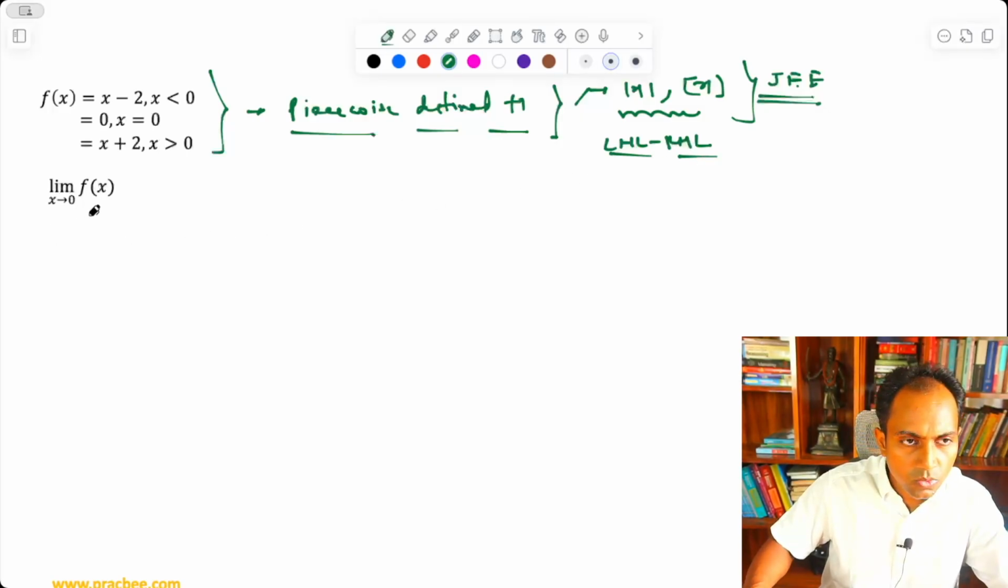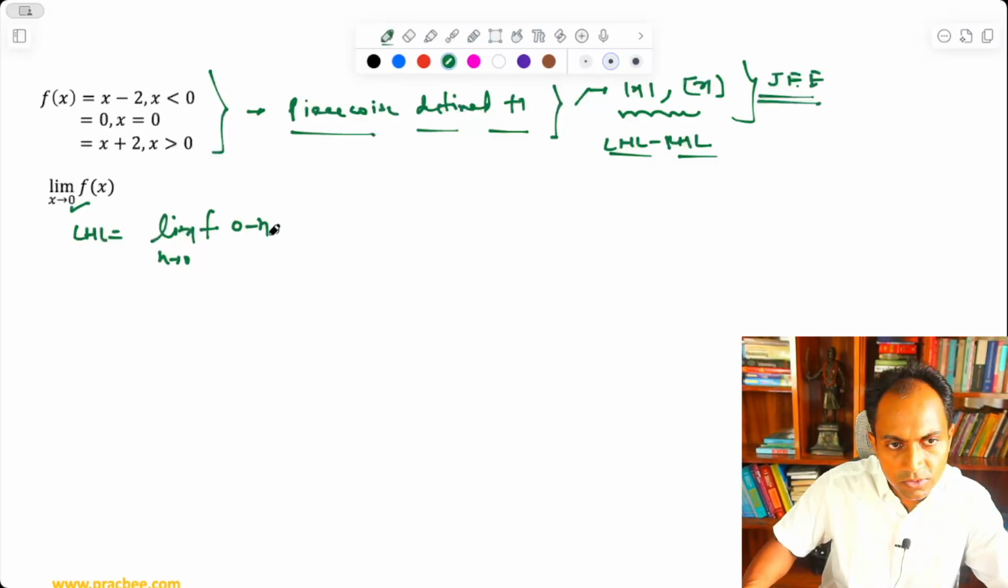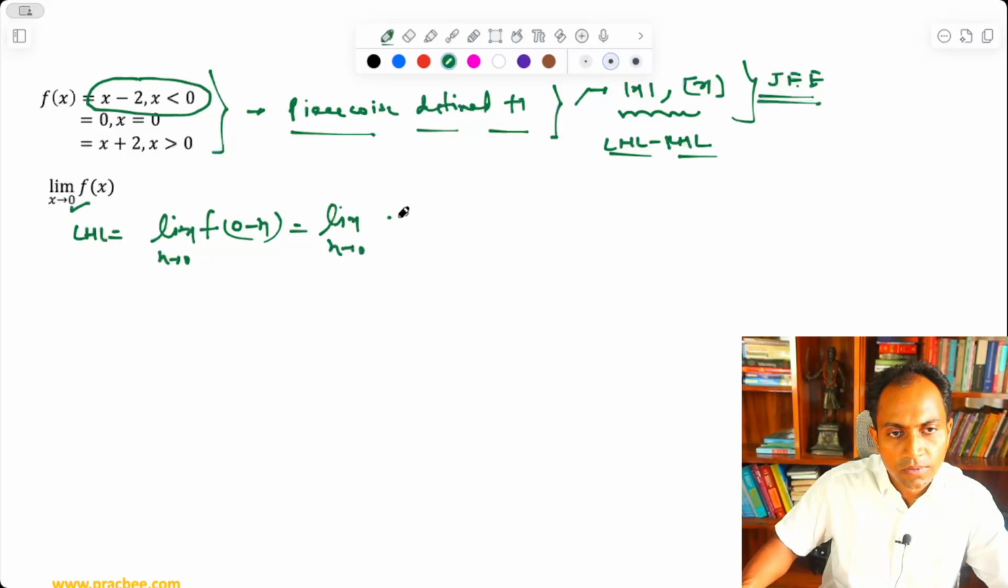So what I will do at 0 is basically I will find LHL. The idea is very simple, use the formula. The formula was limit h tends to 0, f of a minus h. A is the value that it is tending to, this will become 0 minus h. Now when you are putting values smaller than 0, you will have to consider this part of the function. So if I put the value here, my answer becomes minus h minus 2. And since after this it is a single function, we can do direct substitution. Put the value as 0, answer becomes minus 2.